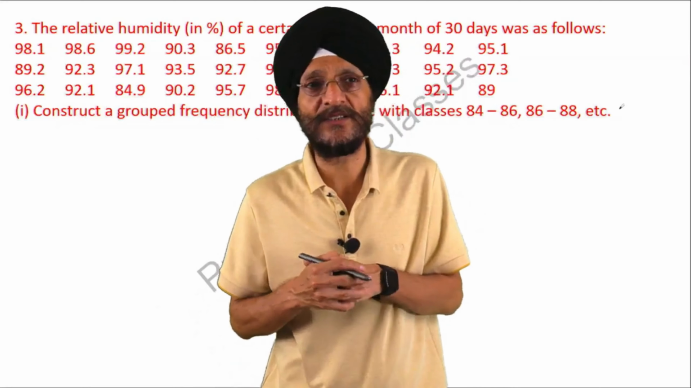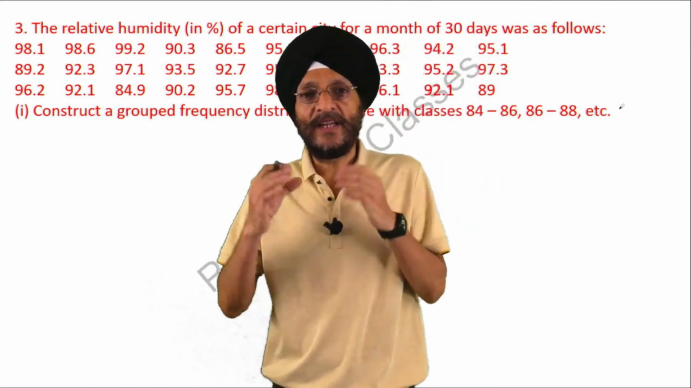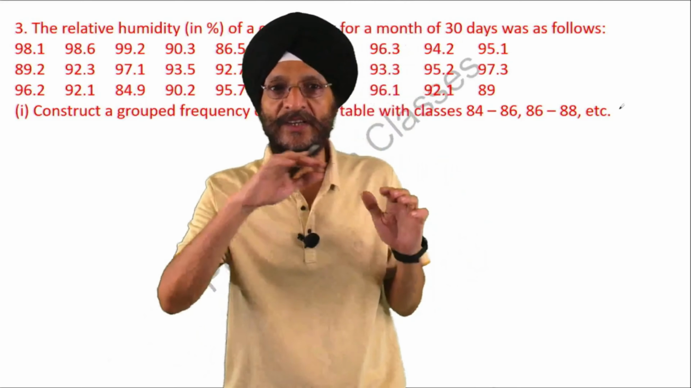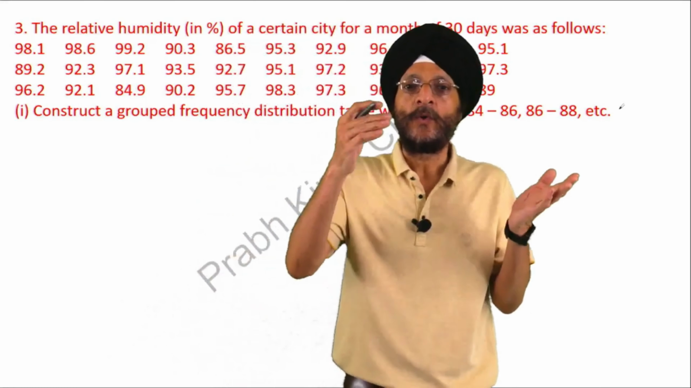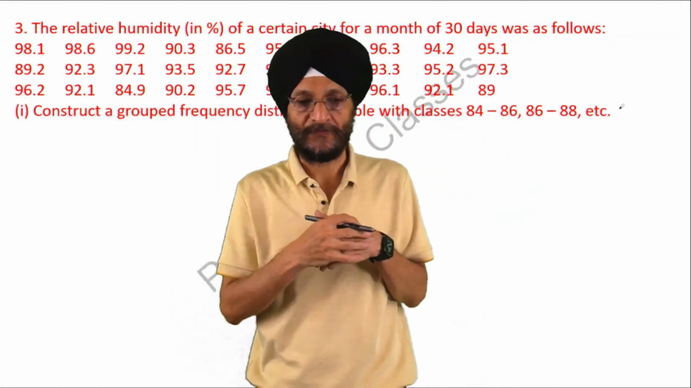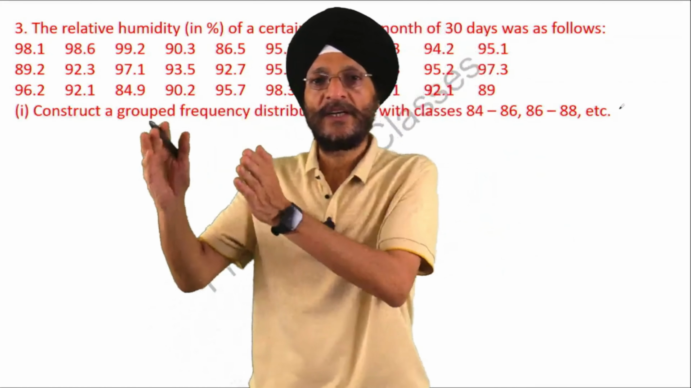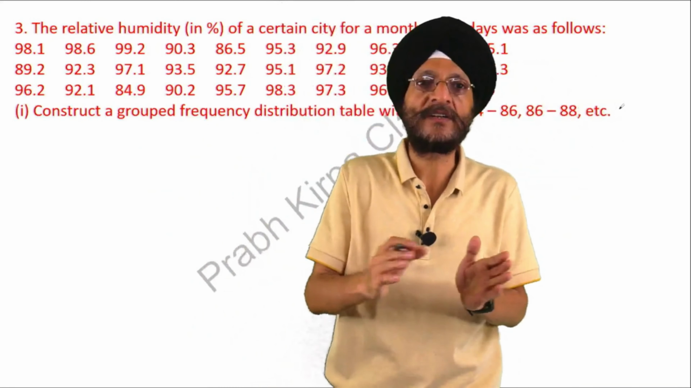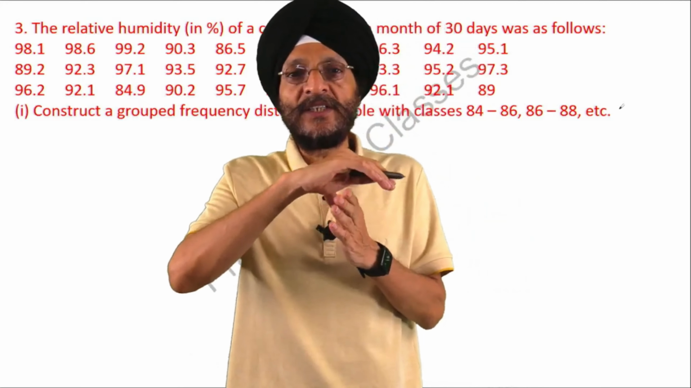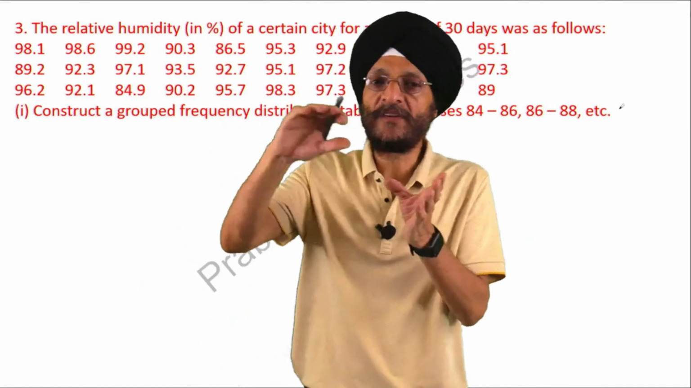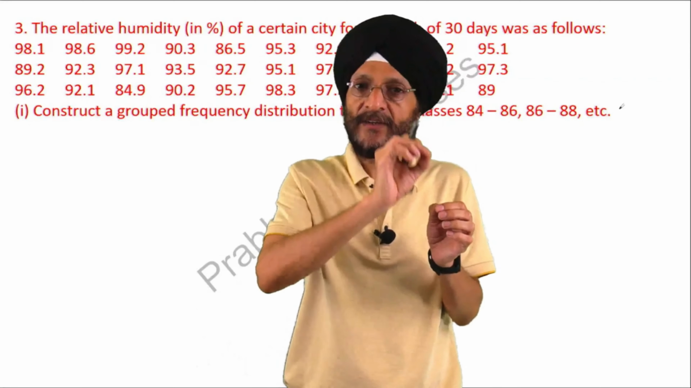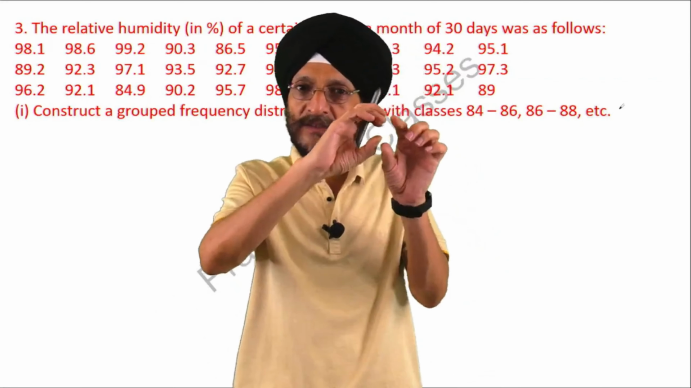Now, what is given? First, we understand this question: the relative humidity of a certain city was recorded for 30 days. On one day it was 98.1, another day it was 98.6, and so on. That is, the humidity was different on different dates. We are to construct a table in which we show the number of times a particular humidity was there. We are to form the grouped frequency. That is, we are not to write each entry separately. We are to form a table in groups.